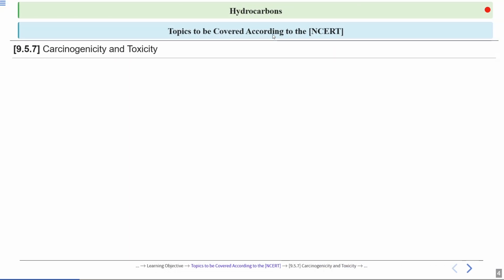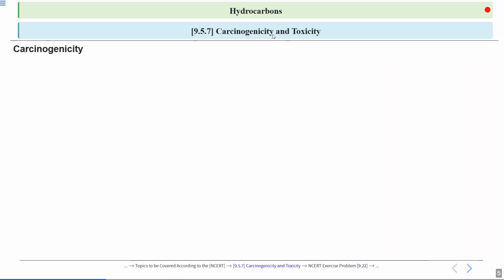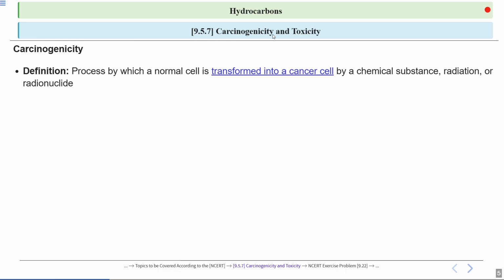Now, the particular topic that we will cover in today's class is section 9.5.7, carcinogenicity and toxicity. This is according to your NCERT. Now, let's start the topic. So, first of all, the definition.